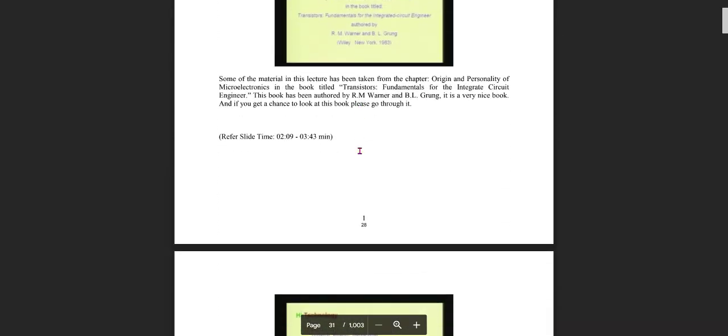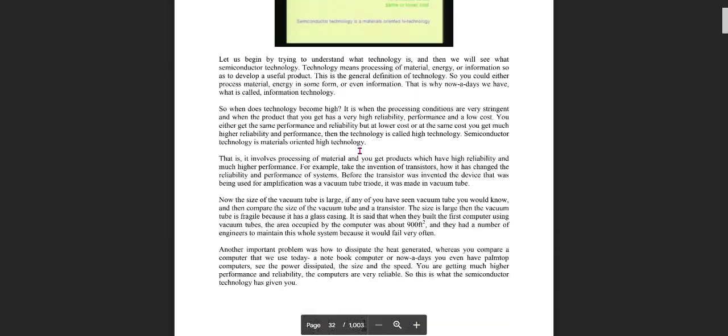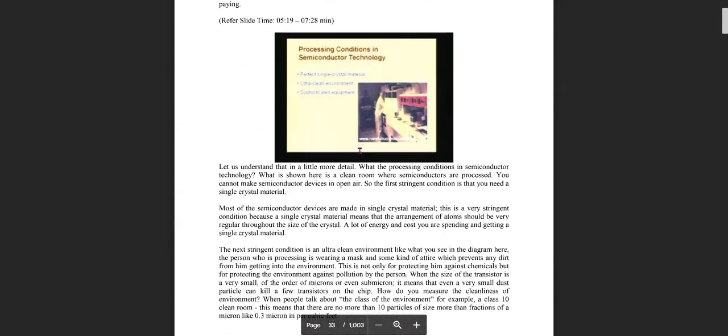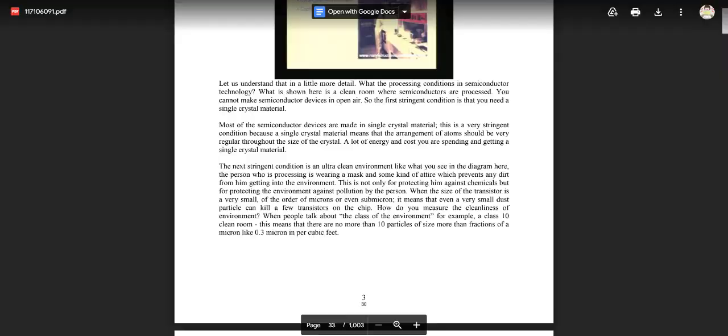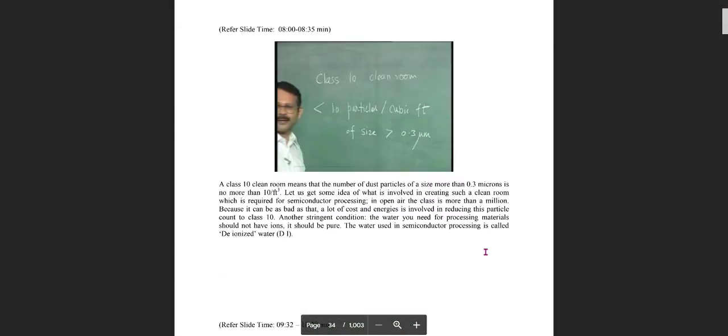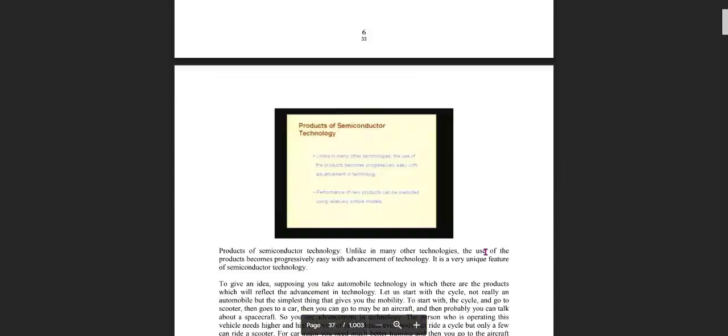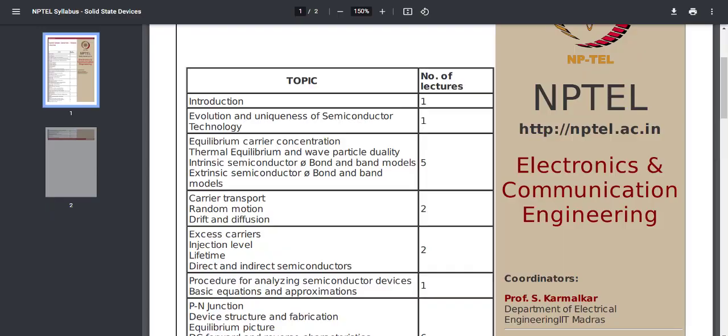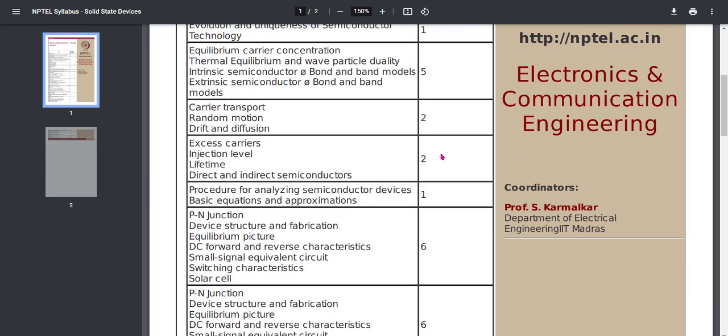So you see now the lecture 2 has started. Now in the lecture 2 again he has discussed some basics, processing kind of thing, and then he goes with that. So you can leave this kind of things, okay, and then you go to the part where your actual thing starts, right. So now you see here, if you compare with your GATE syllabus, Carrier transport, random motion, drift diffusion, all is there in GATE.